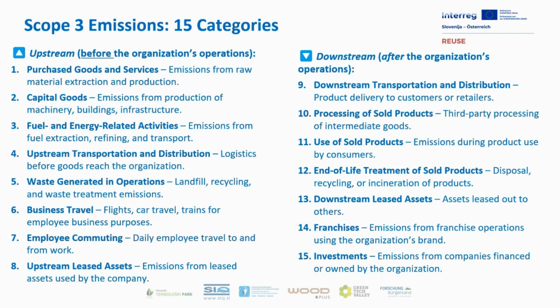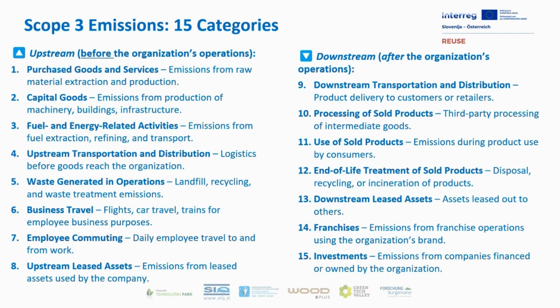Then we have two more categories. Category 7, employee commuting. These emissions come from the daily travel of employees between home and work. For example, emissions from cars, buses, or trains used to commute. And category 8, upstream leased assets. These are emissions from leased assets that the organization uses but does not own, and which are not already included in Scope 1 or 2, for example, emissions from rented office spaces.